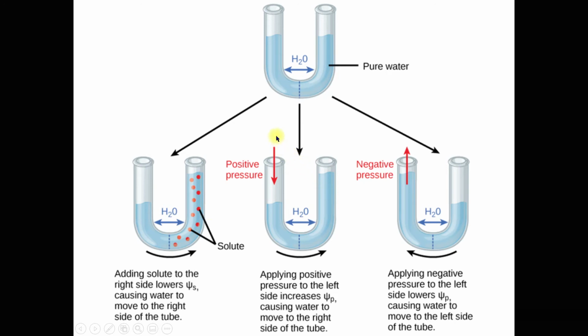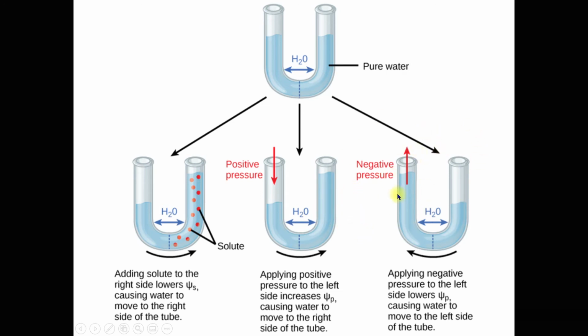Now what happens if we apply pressure here? Meaning to say the pressure potential here will be a positive value. When the pressure potential here is positive, the water potential here is also greater. So when the water potential here is greater than here, the water from the left arm of the U-tube will diffuse by osmosis to the right arm of the U-tube.